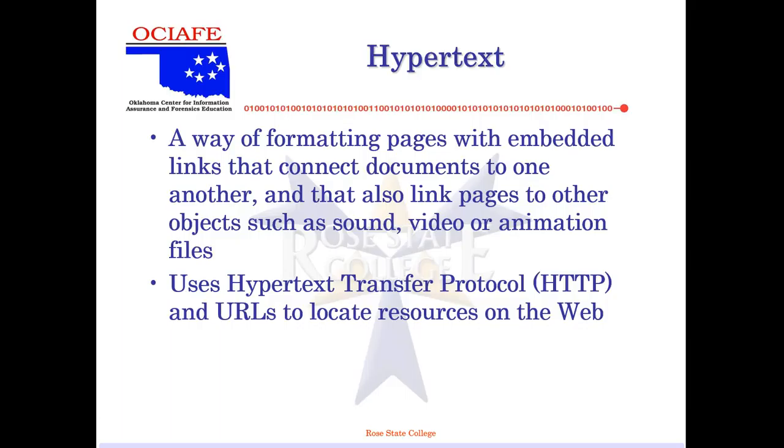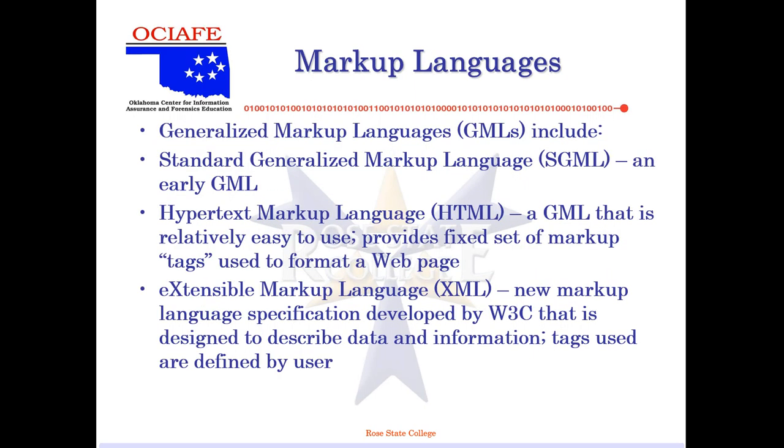But the web is based on what we call the hypertext transfer protocol. That means it can take any of the hypertext in markup languages and display them in a graphical environment. Some of those markup languages are GML, or generalized markup language. They include SGML, which is just the early version of GML. Then you had HTML. That was really easy to use. It gave you predefined tags that you used to display information.